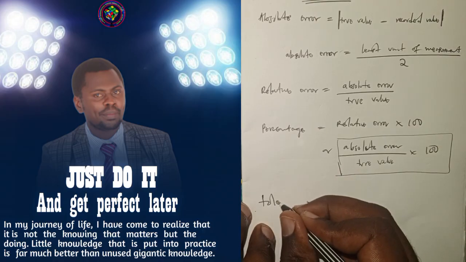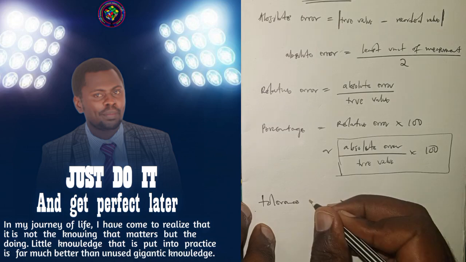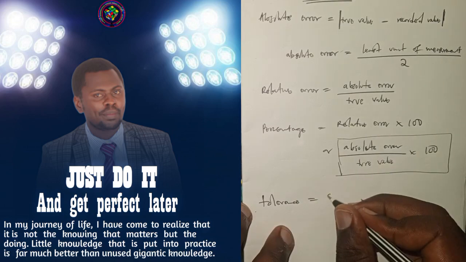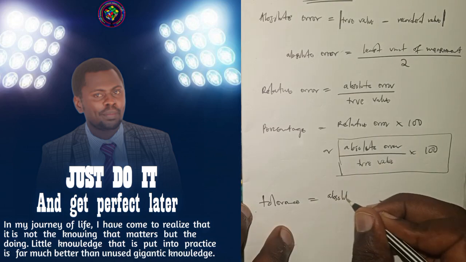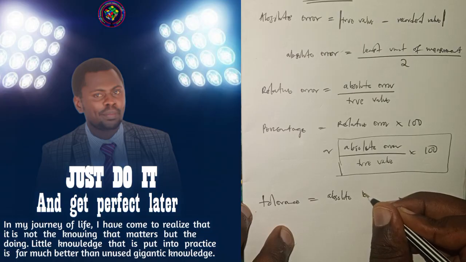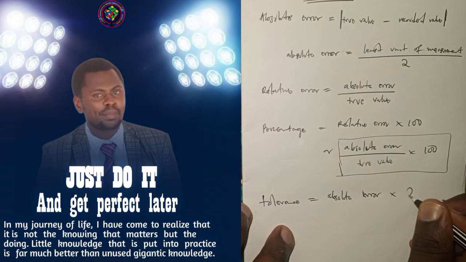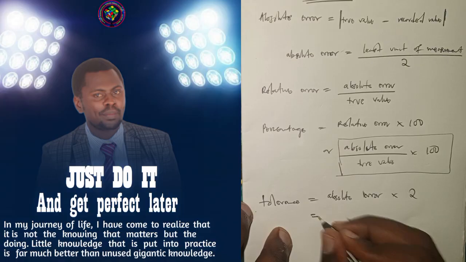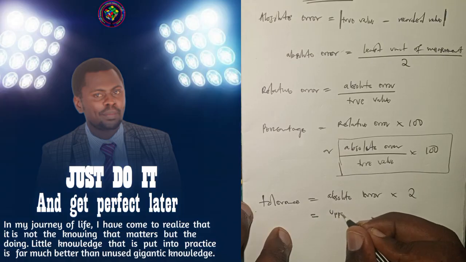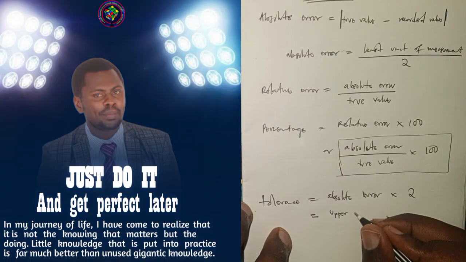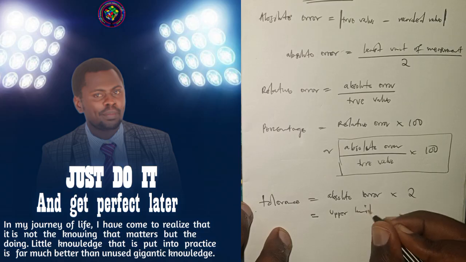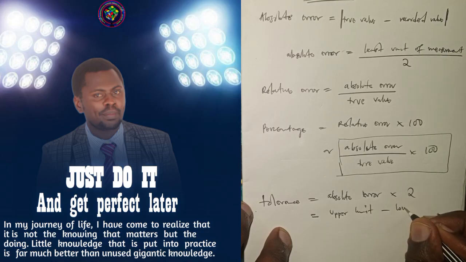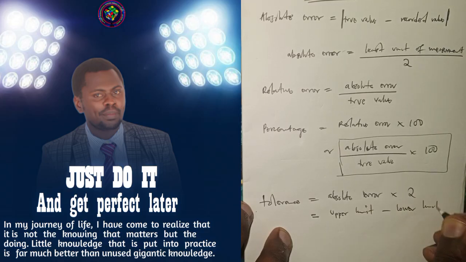Tolerance is equal to absolute error times 2, or upper limit minus lower limit.